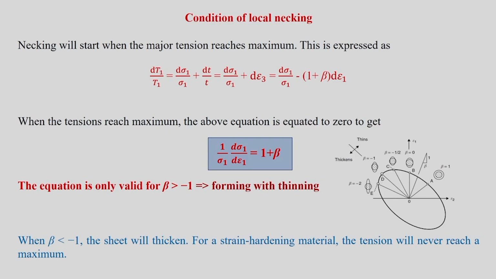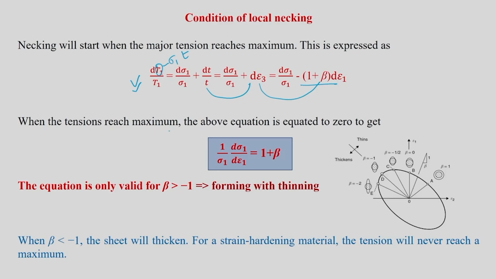Now we are going to evaluate a condition for local necking, and as usual we are going to use maximum tension for that. Onset of necking is assumed to start when the major tension reaches a maximum value, which is represented by this equation. dT1 by T1, where T1 is a function of sigma 1 and t, can be written as d sigma 1 by sigma 1 plus dt by t. And dt by t is nothing but d epsilon 3, which is minus of 1 plus beta into d epsilon 1. With this, the entire equation can be framed.